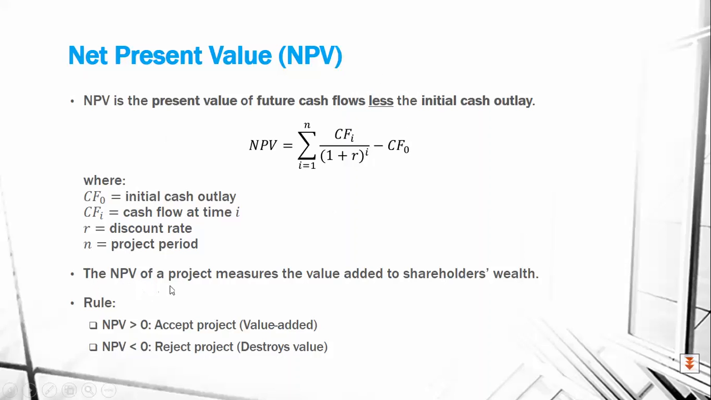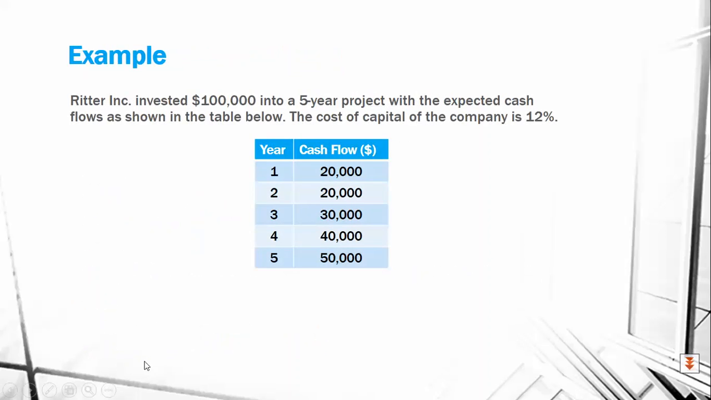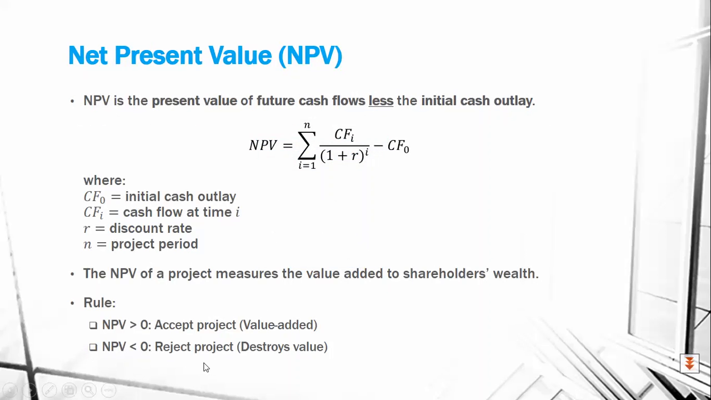The NPV of the project simply measures the value added to shareholders' wealth. So if the NPV is positive, we will accept the project, as the project adds value to shareholders' wealth. If the NPV is negative, we will reject the project as it destroys value.